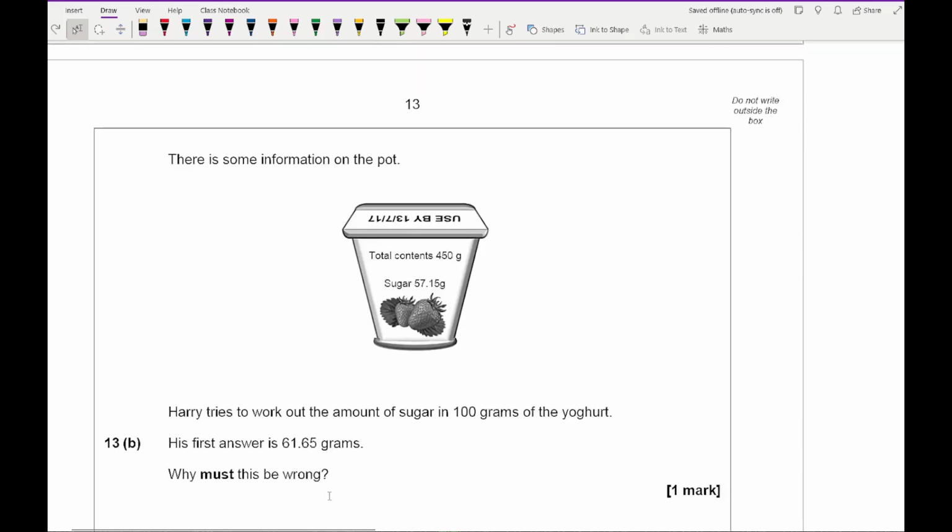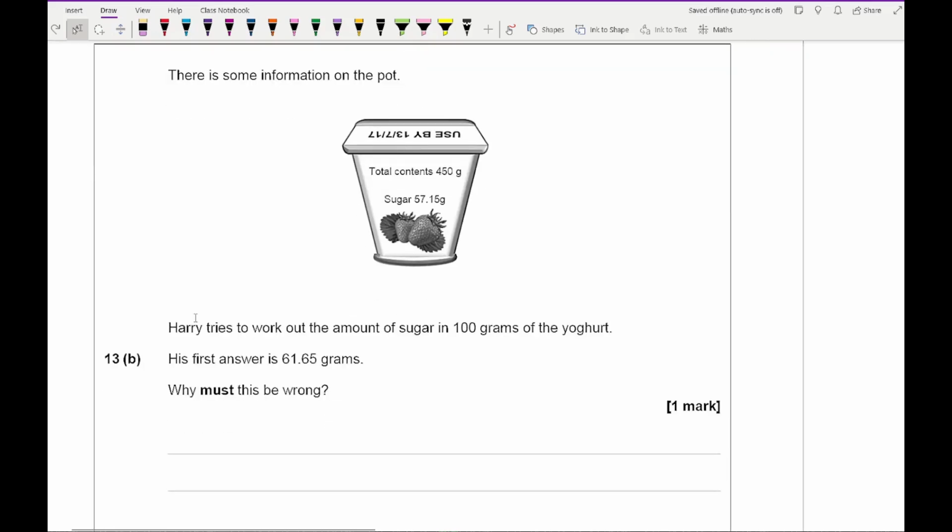Then moving on to the next question, it says here is some information on the pot, and it says the total contents is 450 grams, sugar is 57.15 grams. Harry tries to work out the amount of sugar in 100 grams of the yogurt. His first answer is 61.65. Why must this be wrong? Well, if he's working out how much sugar there is in 100 grams and his answer is 61.65, that's actually more than the amount of sugar that's actually in 450 grams. So we definitely need to highlight that mistake.